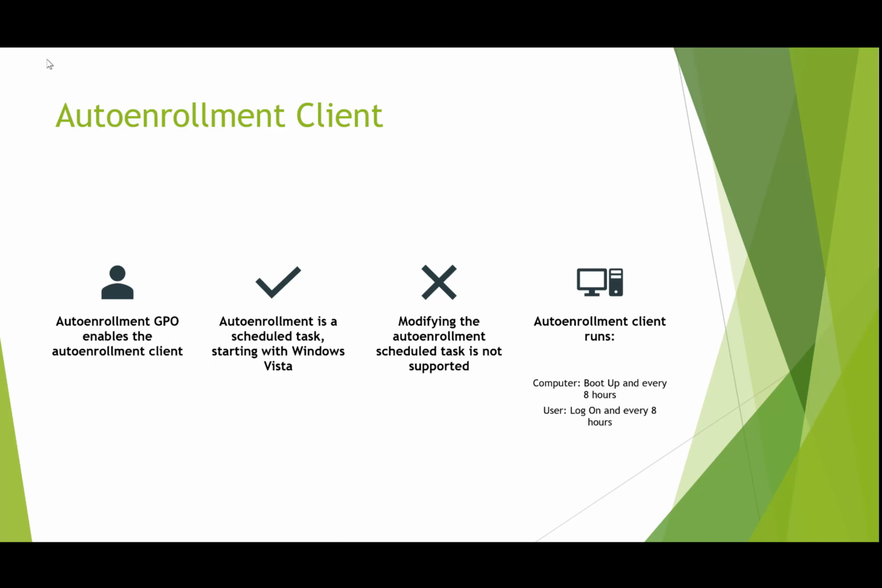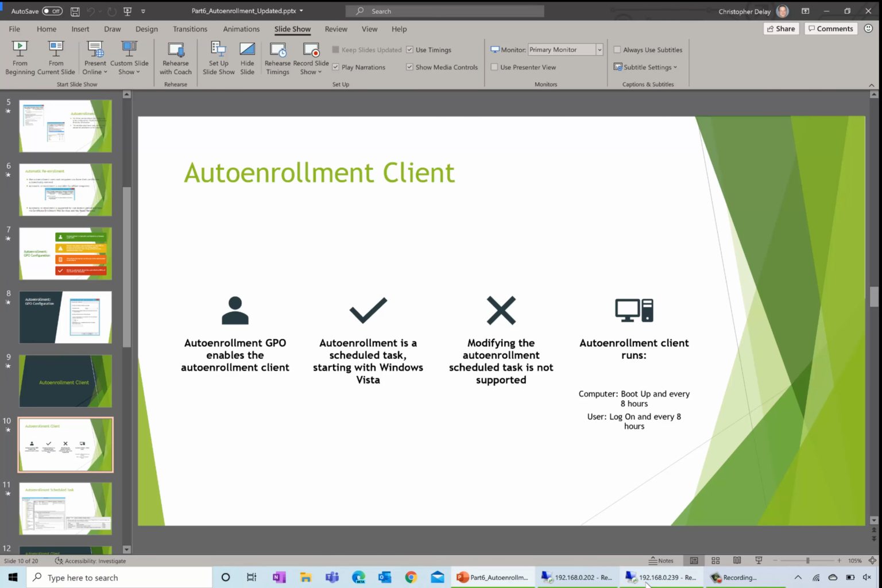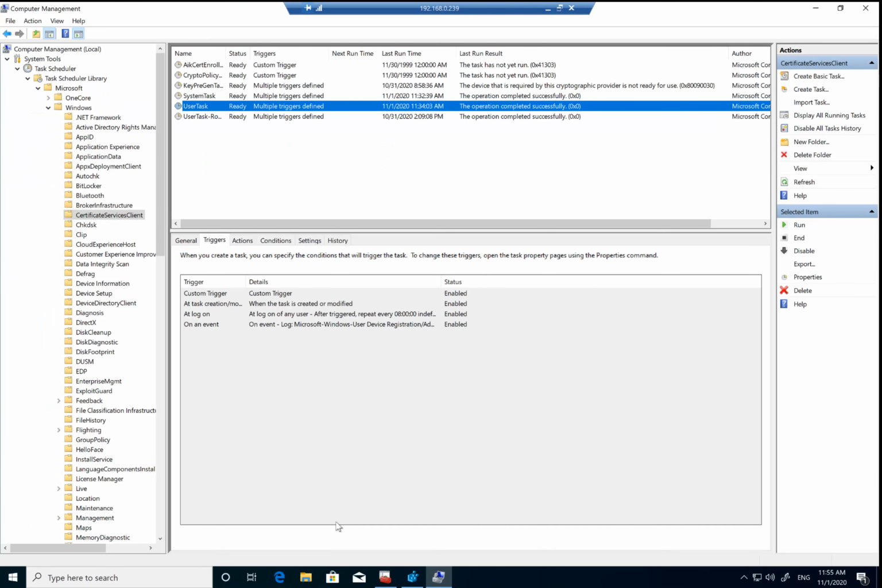So again, the auto enrollment GPO enables the auto enrollment client. The auto enrollment client is initiated by a scheduled task. It's not supported to modify the auto enrollment scheduled task. And as we saw, the scheduled task for auto enrollment runs for the computer at boot up and every 8 hours, and at log on and every 8 hours. If you want to manually kick off the auto enrollment client, there's really 2 ways to do that.